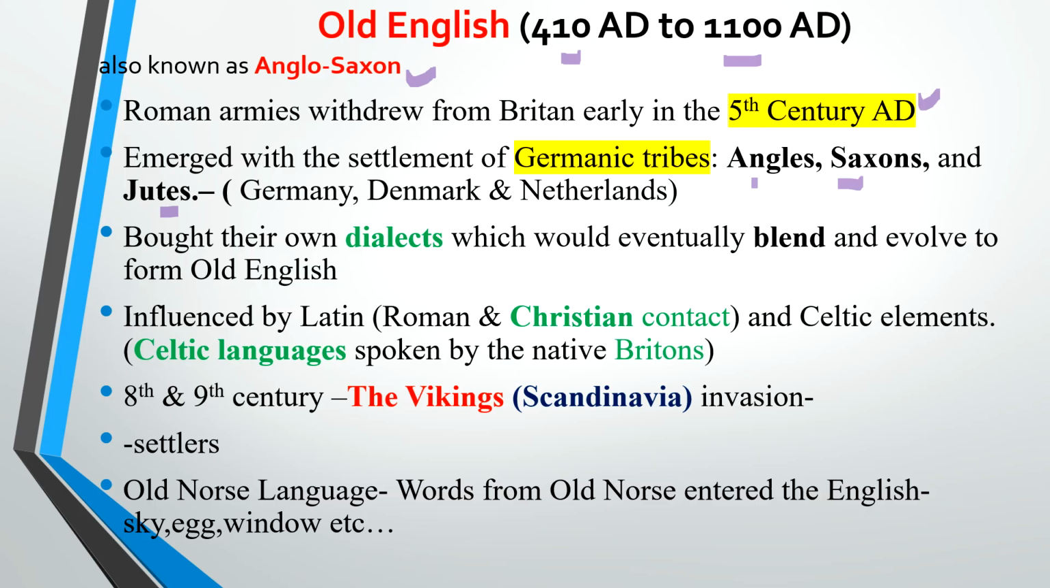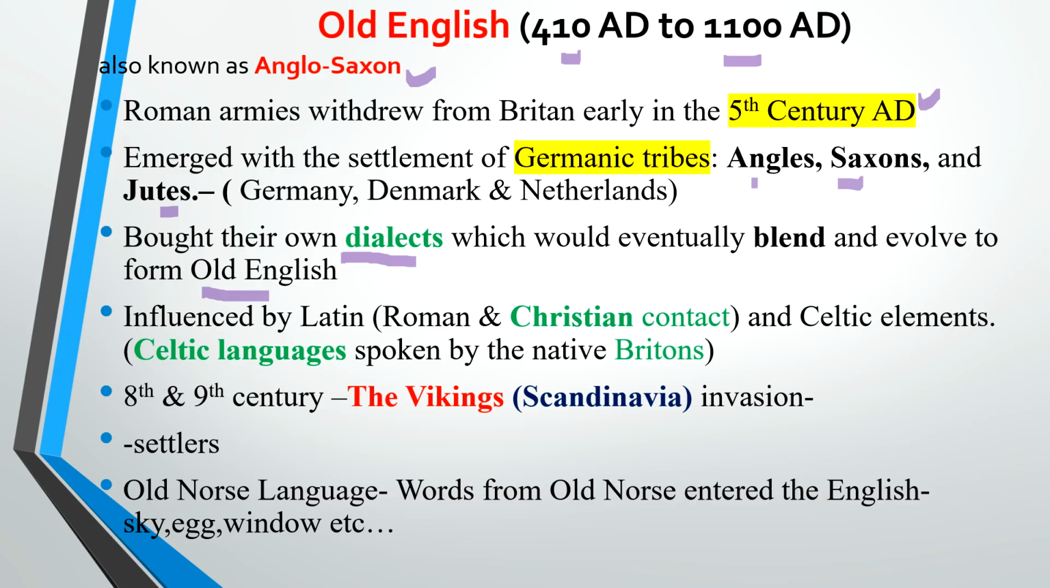So these three biggest tribes of Germanic tribes, Angles, Saxons, and Jutes, settled in England. They brought their own dialects to Britain, and these dialects blended and evolved to form Old English. So these three Germanic tribes settled in Britain, and their dialects formed the basis of Old English.